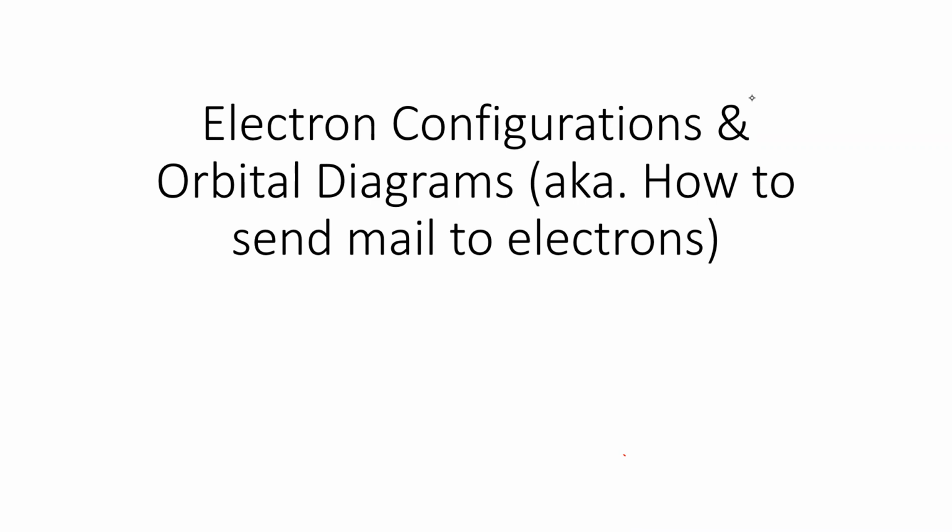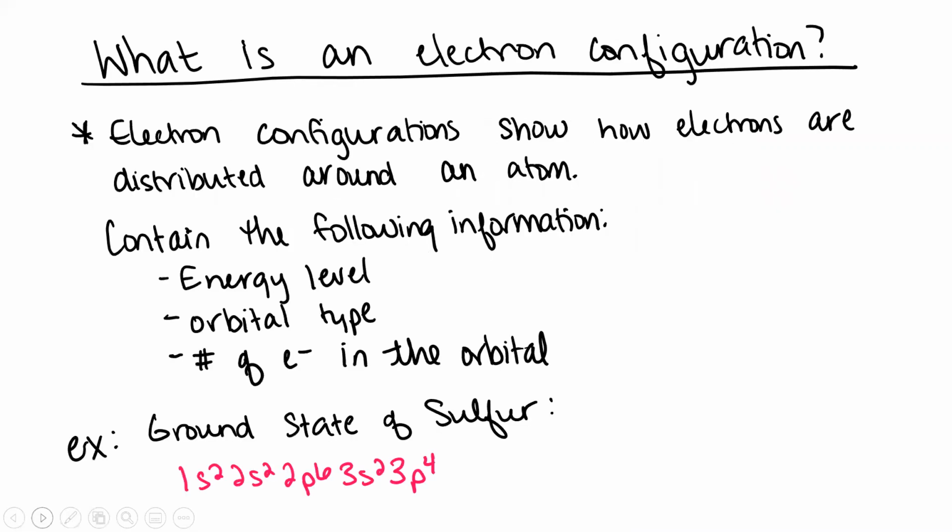We're going to be talking about electron configurations and orbital diagrams today. So, AKA, this is how you send mail to electrons. Who'd have ever thought that you would have needed to do this? Not really. We don't send mail to electrons. However, it's important to know essentially what we would call their address, which is an electron configuration at its most basic. So, what is an electron configuration other than an atom's address?